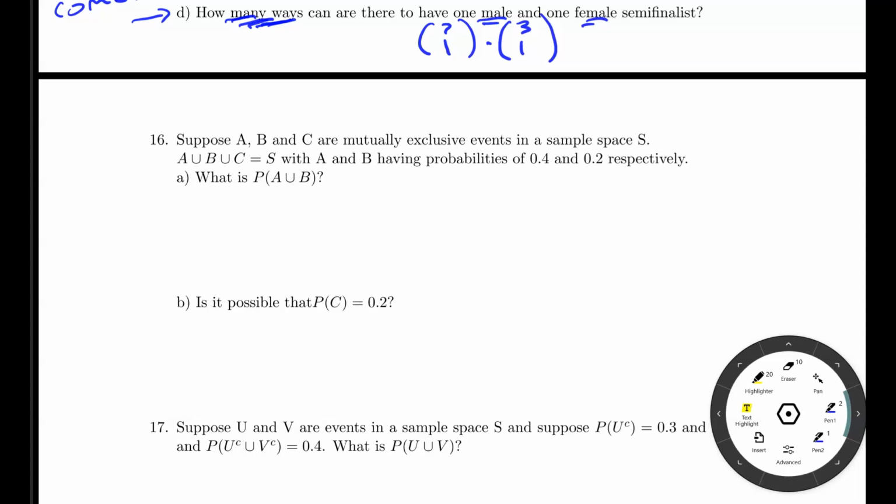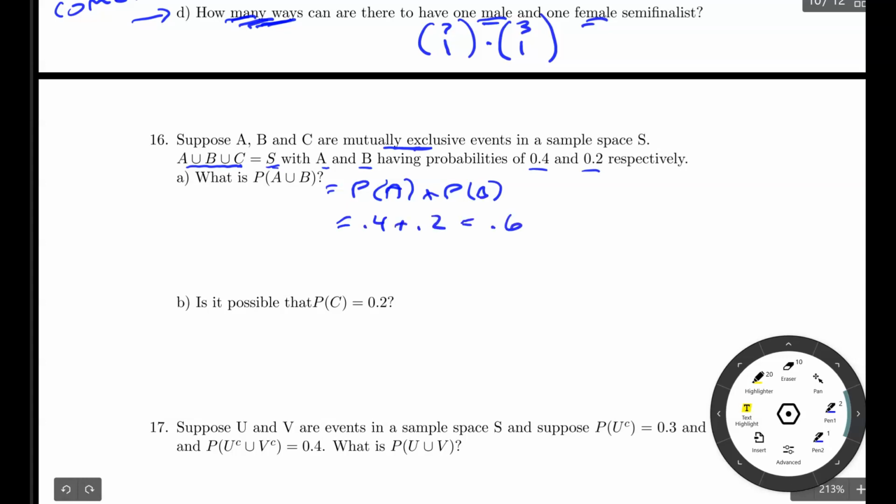All right, almost done here. So here I have 3 exclusive events where all 3 of these things add up to S. So probability of A and B are 0.4 and 0.2. So that means probability of A plus probability of B gives me 0.4 plus 0.2, so that gives me 0.6. Is it possible this could have a 0.6? No, because all 3 of these, probability of A, B, and C, since all of it makes up the whole set, has to equal 1, so no, not possible.